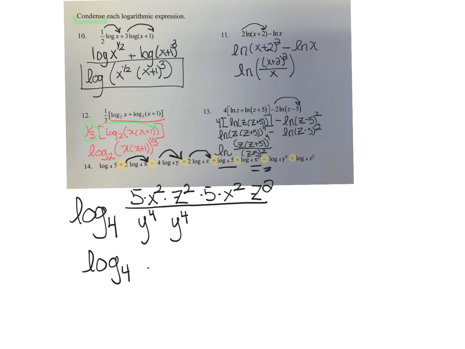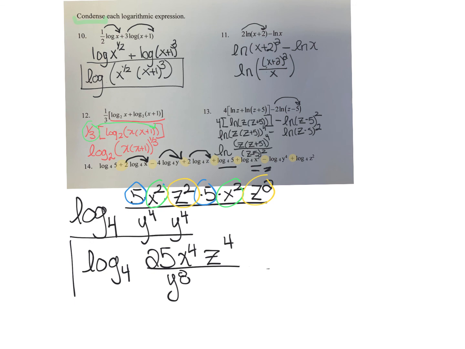Log base 4 of, on top, I had a 5 and a 5, so that's going to make a 25. I have an x squared and an x squared, so it's going to be x to the 4th. I have a z squared and a z squared, so it's going to make a z to the 4th. And on bottom, it becomes a y to the 8th. Just shorten my bar a little bit. And there is your final answer.